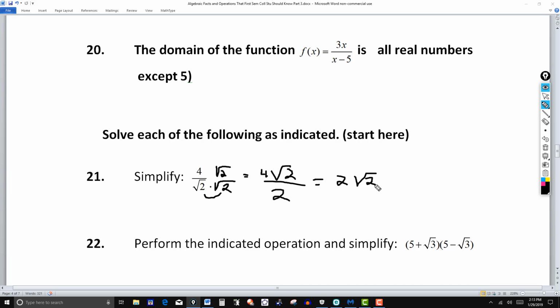Okay, so you should pause the video when I get to a problem and then see if you can work it out, and then check your answer. Perform the indicated operation on the next one. So let's clear this. You can start working on it and pause the video just to test yourself.